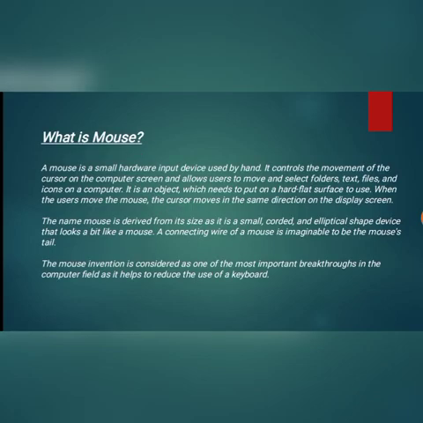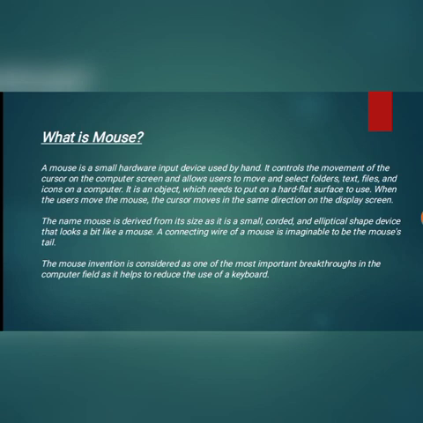What is a mouse? A mouse is a small hardware input device used by hand. It controls the movement of the cursor on the computer screen and allows users to move and select folders, text, files, and icons on a computer. It is an object which needs to be put on a hard flat surface to use. When the users move the mouse, the cursor moves in the same direction on the display screen.